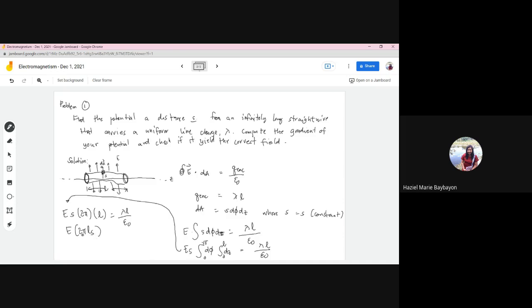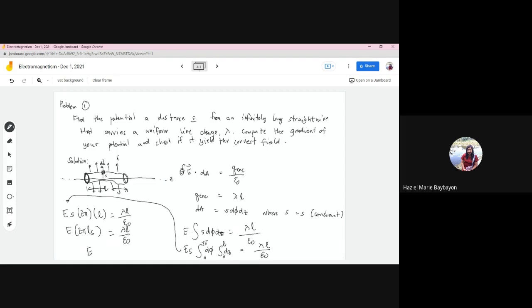Or this is just equal to the circumference, 2 pi r, of the base multiplied by the length. So, unsa gani ni siya class? Volume ni siya? Dili no? Area, surface area, 2 pi LS. This is equal to lambda L over epsilon naught.